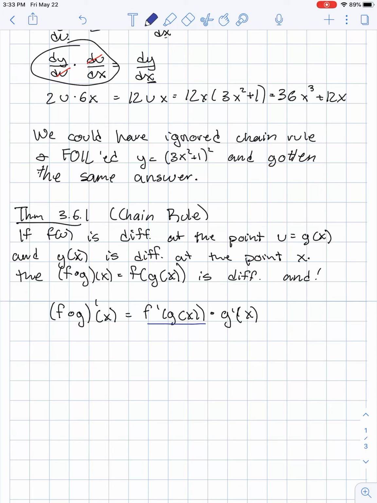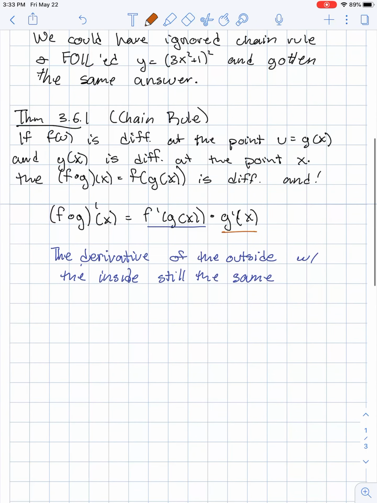Alrighty, so what are some cute colors? I like this blue. So right here, this is the derivative of the outside with the inside still the same. And then, ooh, blue and orange, not a fan. G prime is just the derivative of the inside.